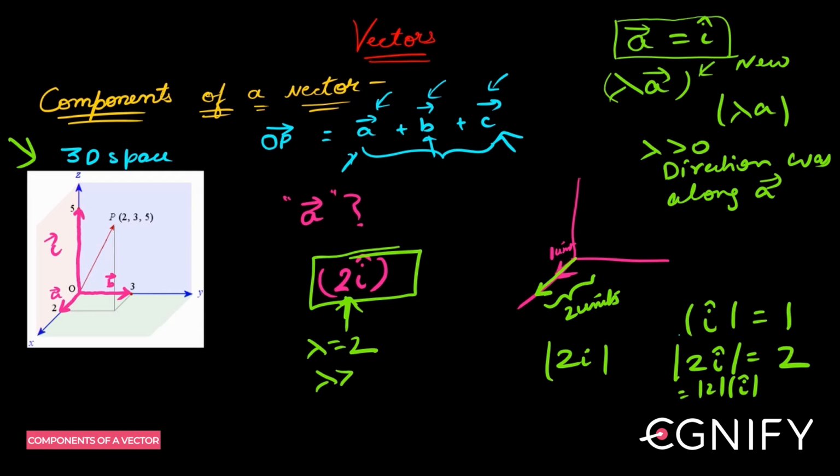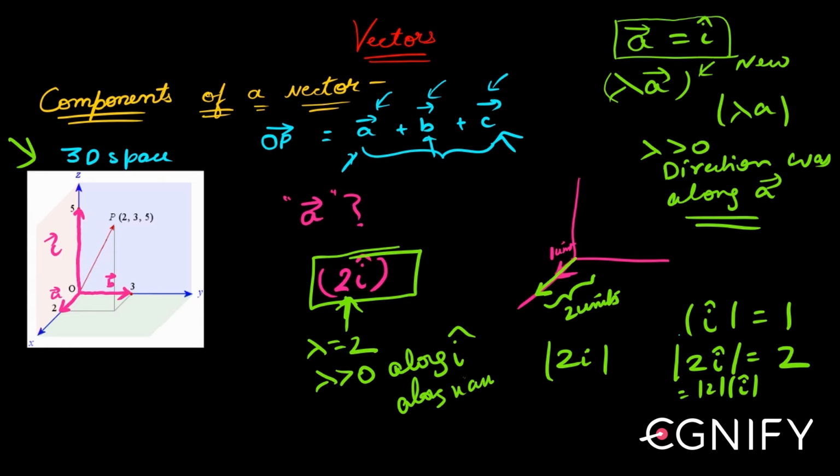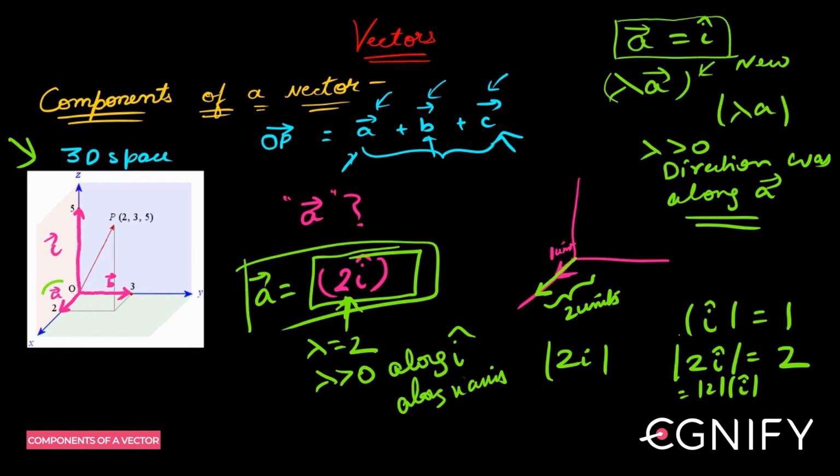Because your lambda is greater than 0, that means it is along i cap. Because the direction had to be along i cap if lambda was greater than 0, a bar is i cap here. And what is along i cap? It means it is along the x-axis, because i cap itself is along the x-axis. And this is what my a bar had to be, right? The a bar that I am naming is a vector of length 2 units and it should be along the x-axis, right? That means this vector is 2i cap.